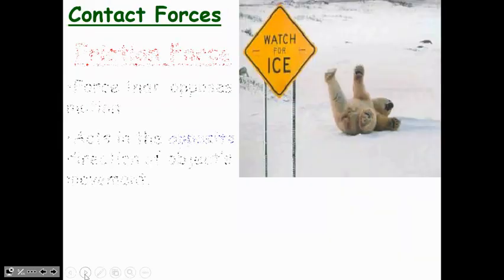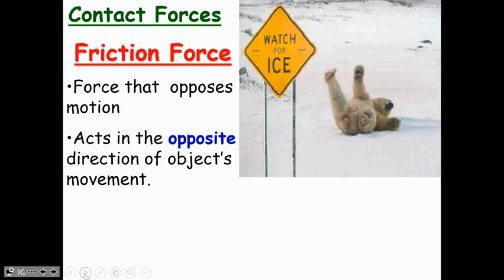Another contact force that we will see is the force of friction or friction force. Broadly, friction is a force that opposes the motion of an object. That means that it always points or acts in the opposite direction that an object is moving. So if this polar bear here is sliding to the left, friction is working against it by pushing to the right.